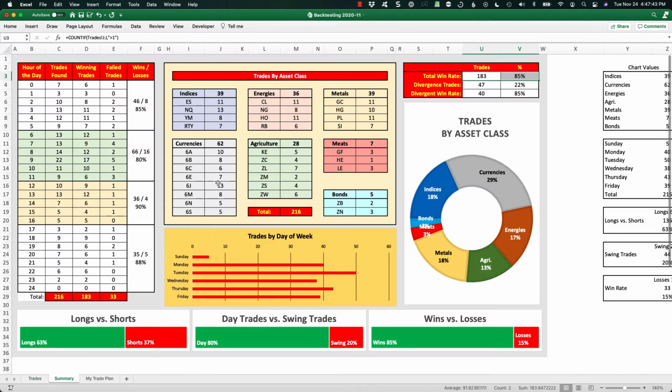All right. So going back to the summary sheet, this is by hour of the day. And what I learned in my particular trade plan is how many trades were found that particular hour of the day, and what the win rate was based on my very detailed, very rules-based trading plan. All right, so these are all calculated automatically, saying there were 46 wins and 8 losses, so 85%, 66 wins, 16 losses, 36 wins, 4 losses, 35 wins, 5 losses.